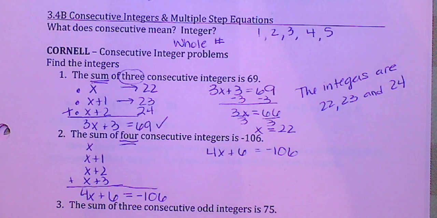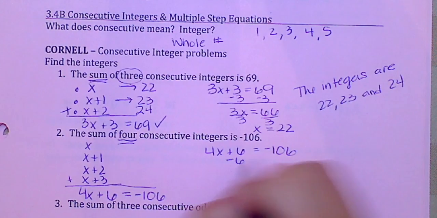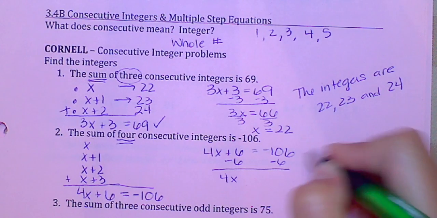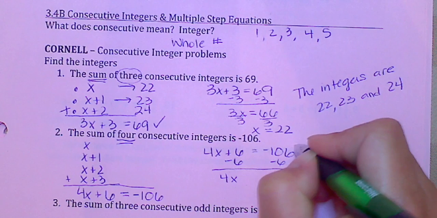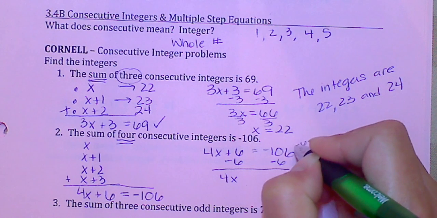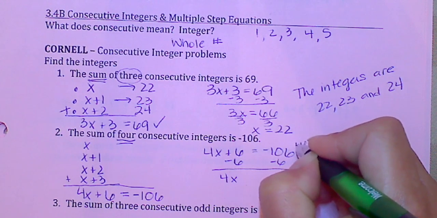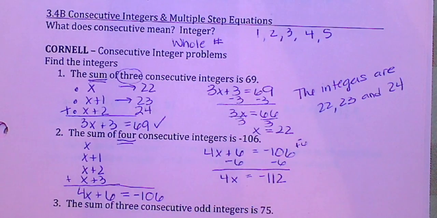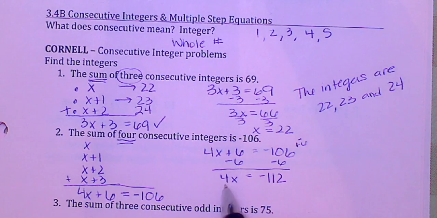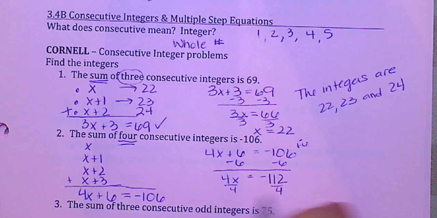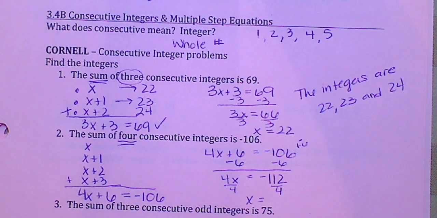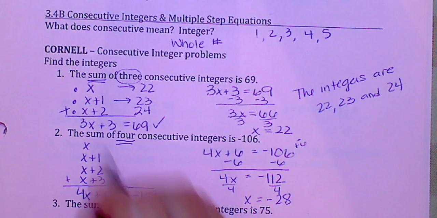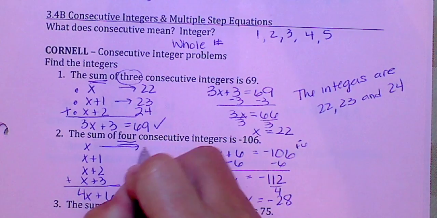We want to solve, so we undo addition and subtraction first. So we subtract the 6. Be careful right here with your signs. This is really negative 106 minus 6. So negative 106, leave, change, opposite. So it would be negative 106 plus a negative 6, which is going to be negative 112. We want to get the x alone, so we divide both sides by 4. And we get x equals negative 28. So let's plug this back in and see what we get. x is negative 28.